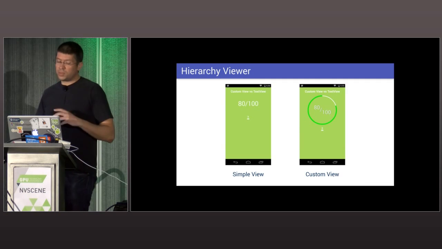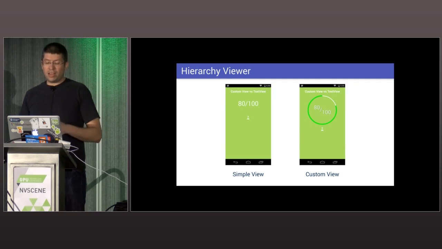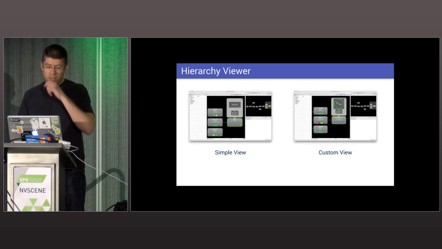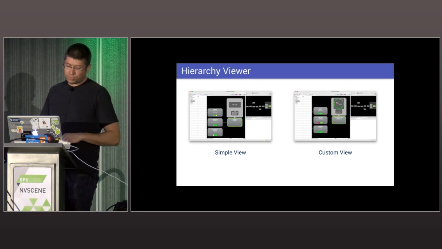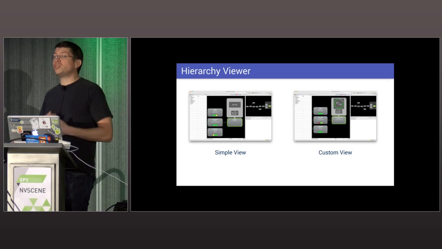So use cases for the hierarchy viewer, say that you have 2 types of view, a simple view on the left, which only has a simple string of text, and a slightly more complicated custom view on the right, which draws a little circle that shows you the percentage of the fraction, and the fraction is laid out on 2 lines, so slightly more complex. If you run these 2 in the hierarchy viewer, there's a button that will measure the timings of your rendering of the tree.